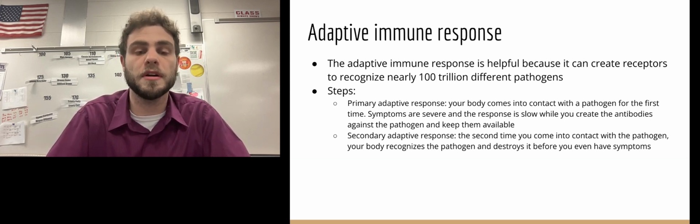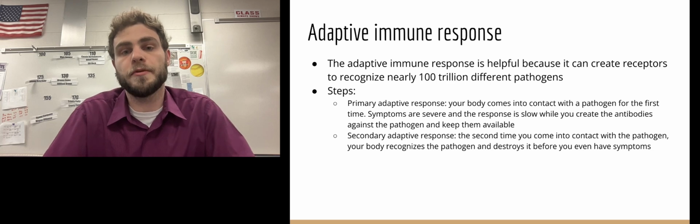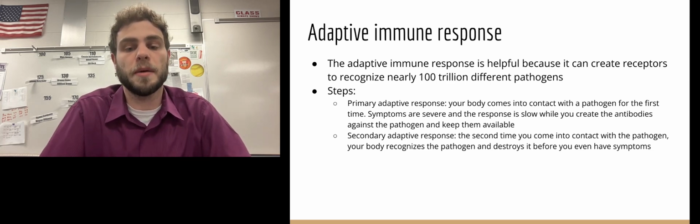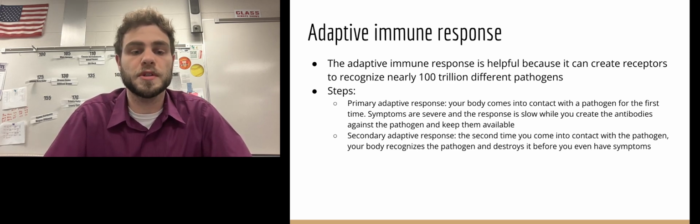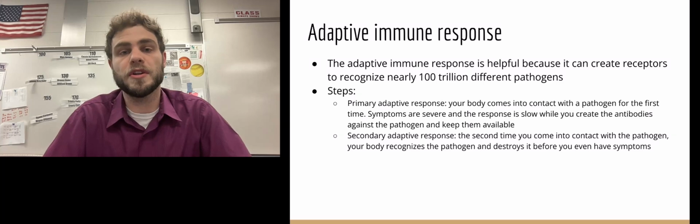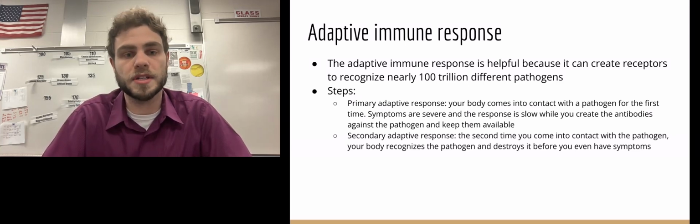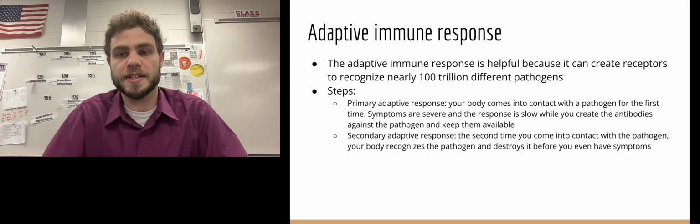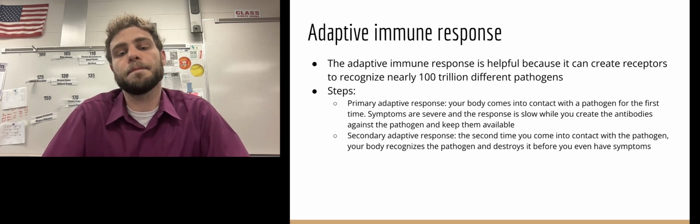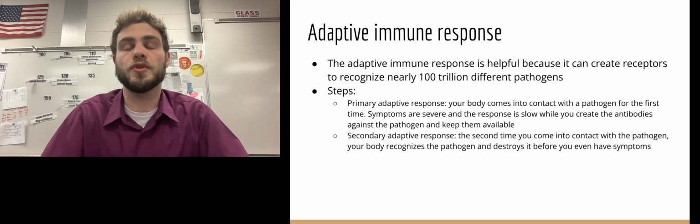And so it happens in two steps here. First, you have the primary adaptive response, which is going to be the first time that you come into contact with that pathogen. The response is really slow. You're going to be relying a lot on that innate immune response. So you're going to have pretty severe symptoms depending on what it is. Now, when I say severe symptoms, maybe you have just a minor cold or something like that. And so by severe, it's not actually that bad, but for a cold, it's as bad as it can get. And again, that response is slow.